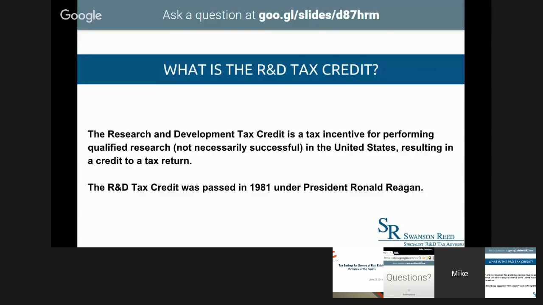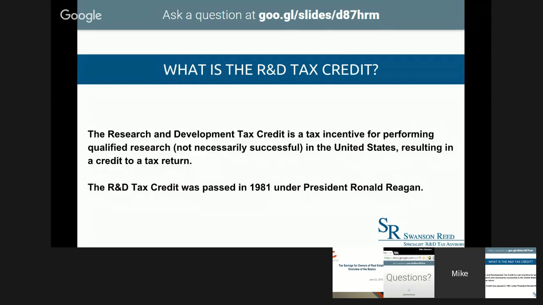The R&D legislation was first passed in 1981 under President Ronald Reagan as part of the Economic Recovery Act. Its intent was to provide a tax incentive for people to do research and development because that is good for the country. It results in a credit to a tax return, and as everyone should know, a credit is worth a lot more than a deduction.